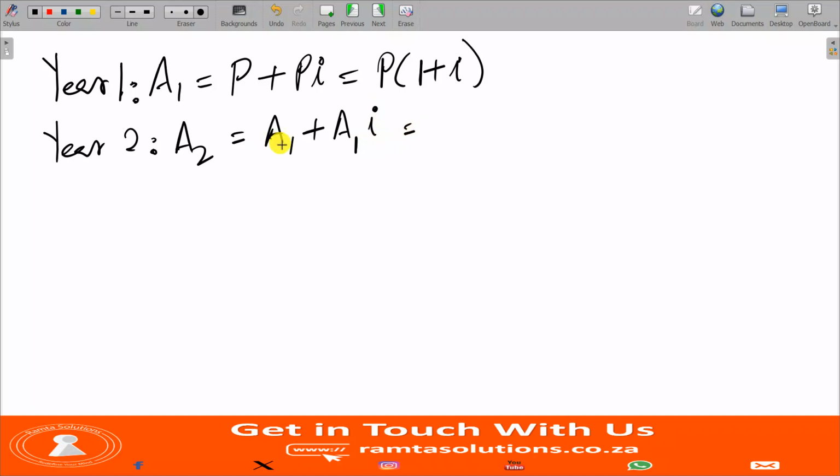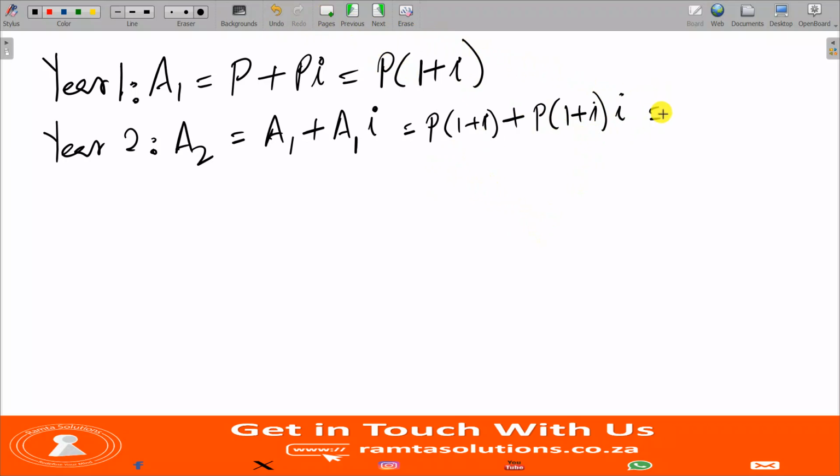What did you have for year 1? For year 1, you had this part here. I'm going to use it: P(1 + i) plus again P(1 + i) multiplied by i. Now what is this?